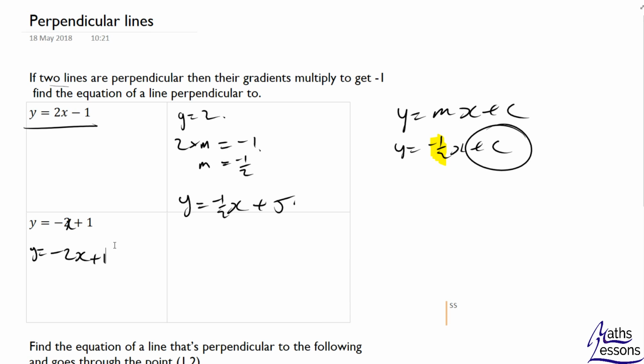See if you can find an equation of a line that's perpendicular to that one there. I'll give you just 30 seconds. It shouldn't take very long if you understood what I just went through.